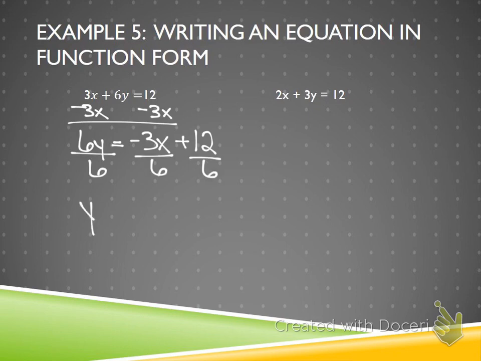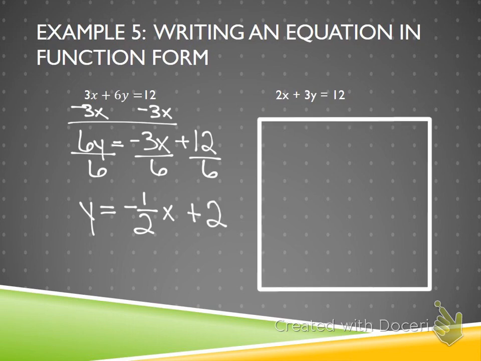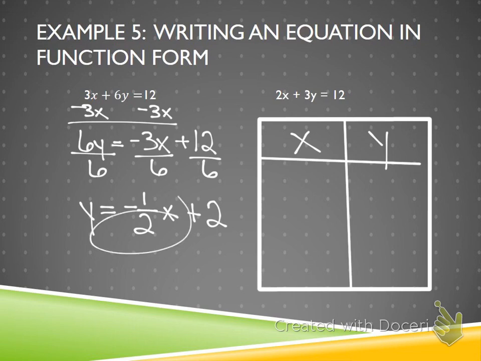Okay, so now ultimate goal accomplished: y equals. What is negative 3 over 6 reduced? Negative 1/2 x. What's 12 over 6? 2. Plus 2. Okay, now I can set up my input-output table, and what domain am I going to use? Negative 4, negative 2, 0, 2, 4, because I want to use multiples of 2 so I cancel out my fraction. Don't forget about your negative.